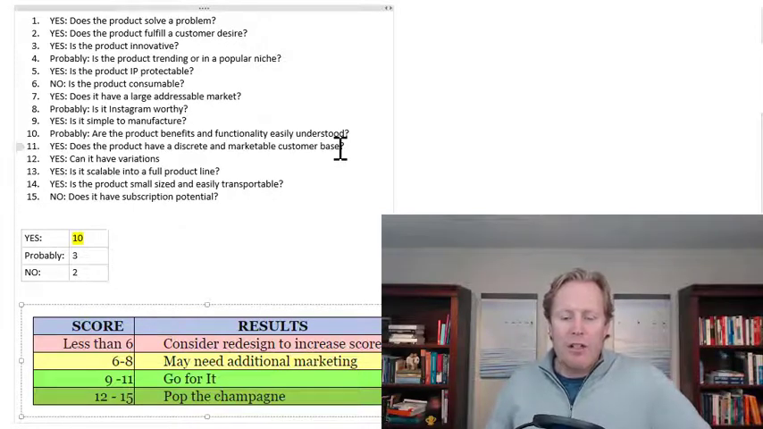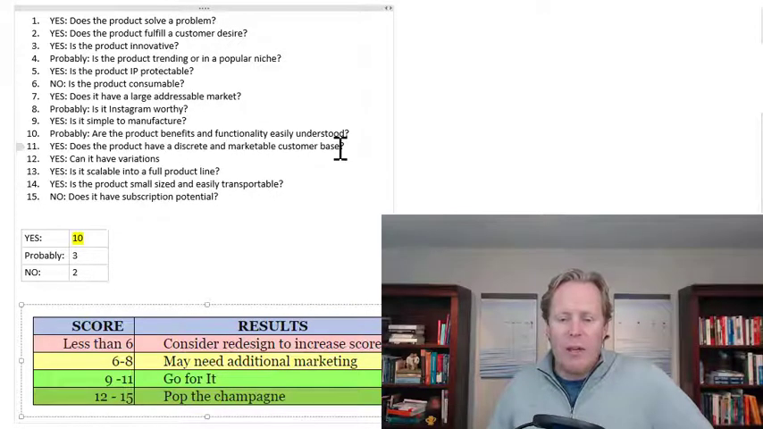Can it have variations? Yes, it can. Now, a lot of those variations might be in size, different sizes, and then some in the features. So I think that there are possibilities for variations in a few different ways and combinations of ways.